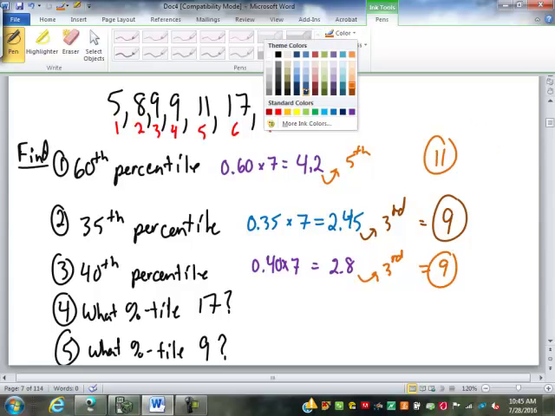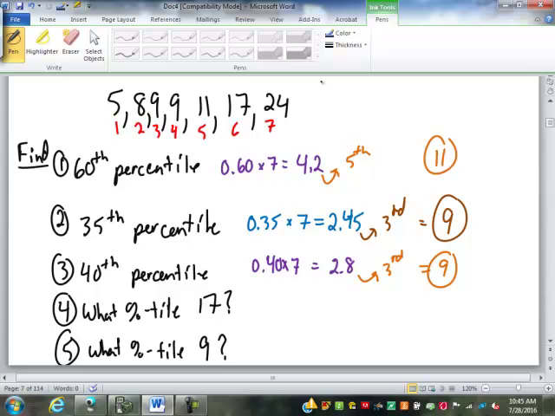So there again, you can see that 35th percentile and the 40th percentile were the same number. They both came out to be the third number in the list. Again, that's because this is a relatively small list. Once you get over 100 numbers in your list, then you won't have that problem anymore.